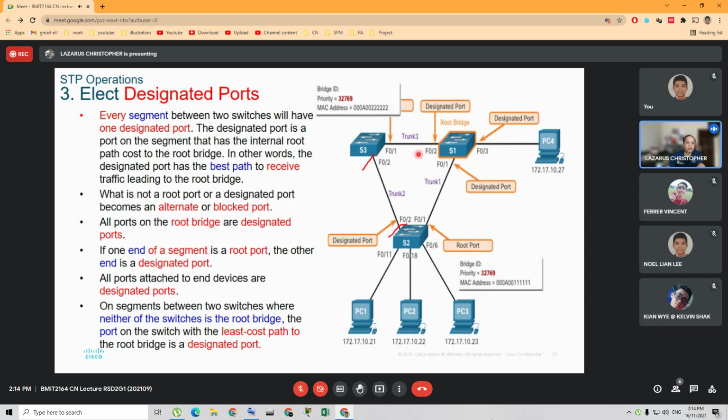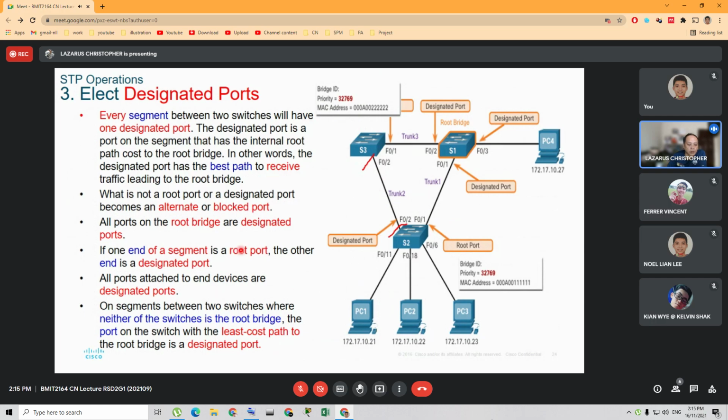So basically in this segment, trunk 2, we just want to figure out which port we want to block. The port that is designated is not blocked. If you open up the block port, the traffic from the designated port can straight away be received and forwarded.